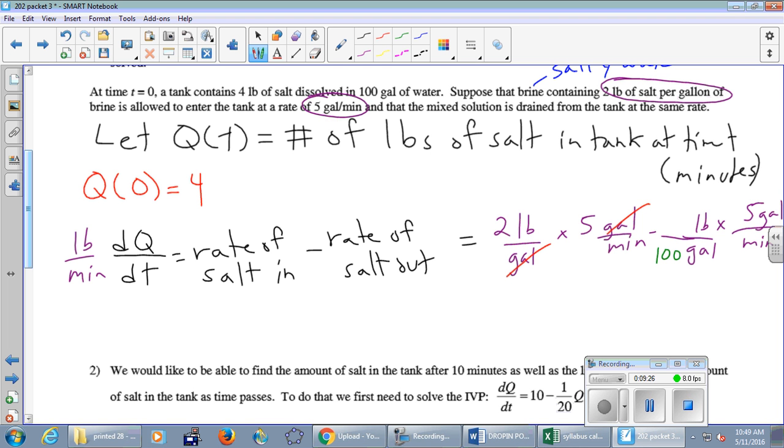And now what I'm looking for is the number of pounds of salt in the entire tank, which is changing, but which we have a variable name for. That's Q of T. I'll just call it Q. Changing.